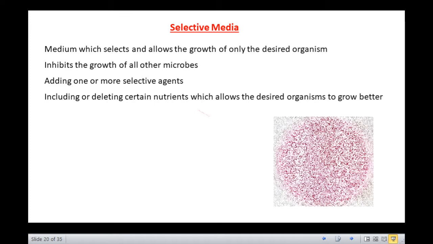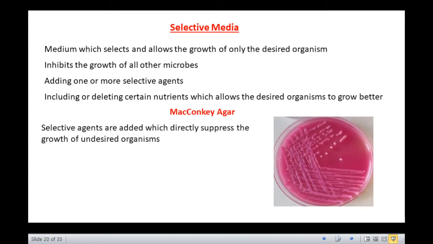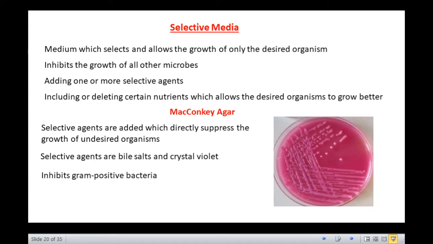The first is MacConkey agar. This is an example of a medium where selective agents are added which directly suppress the growth of undesired organisms as much as possible. The particular selective agents chosen for this medium are bile salts and crystal violet, which inhibit gram-positive bacteria, thus allowing the near exclusive growth of gram-negative bacteria.